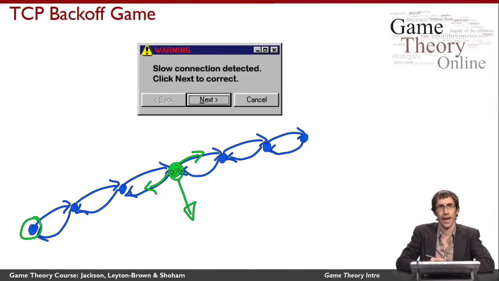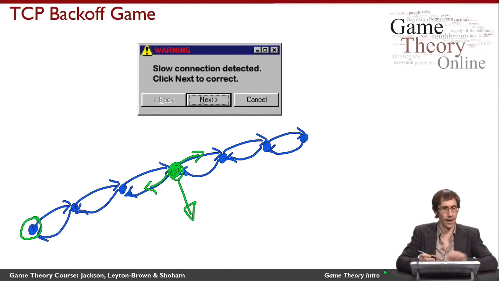And likewise, other computers on the internet are doing the same thing. That's why we don't have the network completely saturated. That's why most of the time we get pretty reasonable throughput on the internet, because everybody is balancing the speed that they send messages out using what's called this back-off mechanism in the TCP protocol.